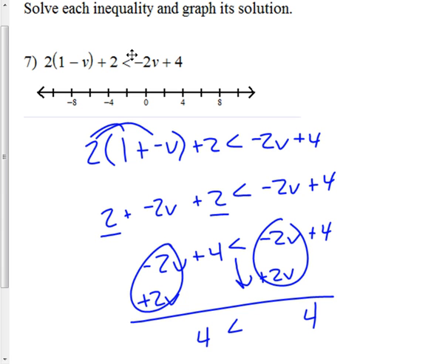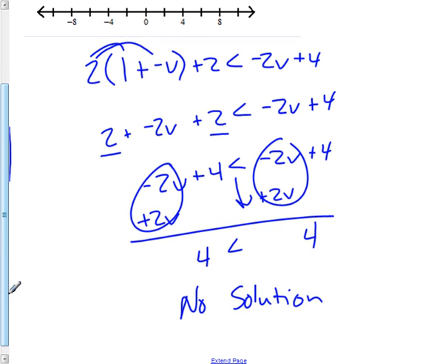Okay, it's kind of like solving an equation, and at the end you're getting 3 equals 7. Is that true? Absolutely not. Okay, so you would say no solution. All right, the same thing is happening here. You're getting 4 is less than 4, which is not possible. So the answer to a problem that ends like this is no solution.